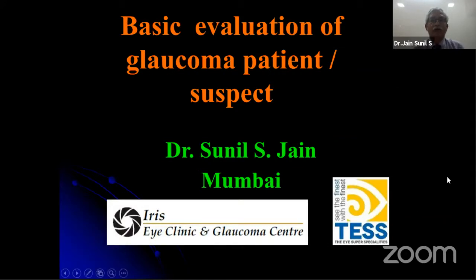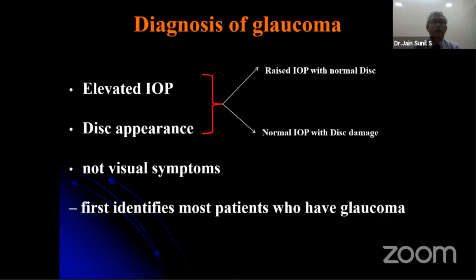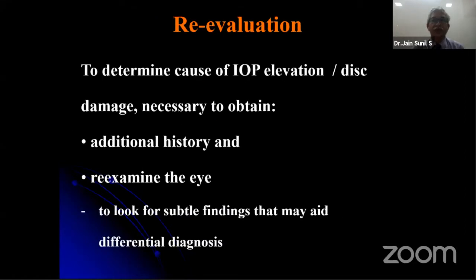Good afternoon, everybody. I'll be talking about a basic evaluation of a patient who presents to you in the OPD and is suspected to have glaucoma or early glaucoma. As we all know, it's either a rise in intraocular pressure or the disc appearance, and not the visual symptoms, which first identifies most of our patients who present to us in the OPD. You could have a situation where the patient has a raised intraocular pressure but a normal disc, or where the pressure is normal but there is disc damage. That's where the confusion arises. Hence, we need to go back to our basics, and that is reevaluation. For that, you would have to elicit additional history and re-examine the eye.